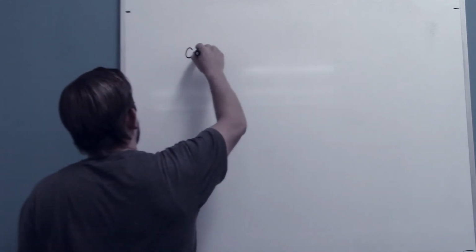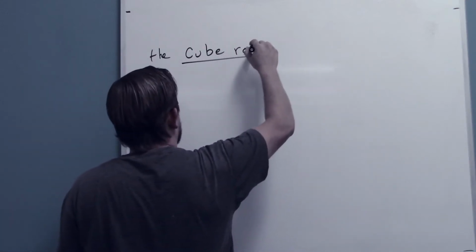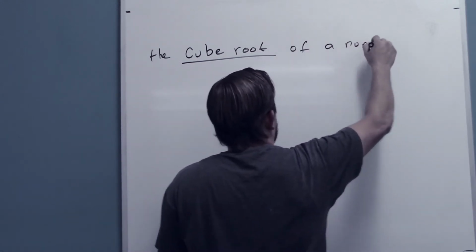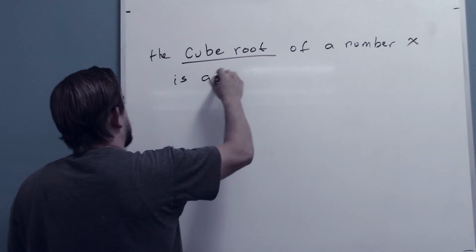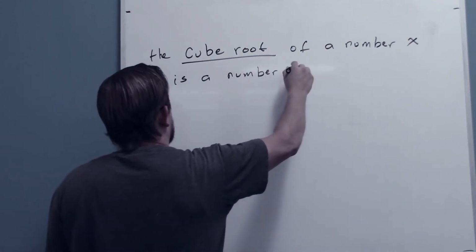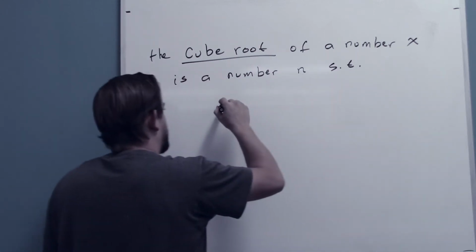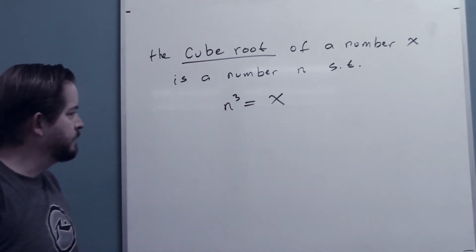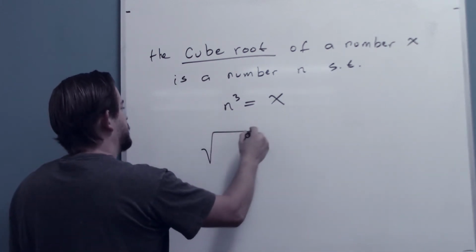Let's look at the cube root of something. Let's say the cube root of some number x is a number, let's call it n, such that n cubed is x, right?